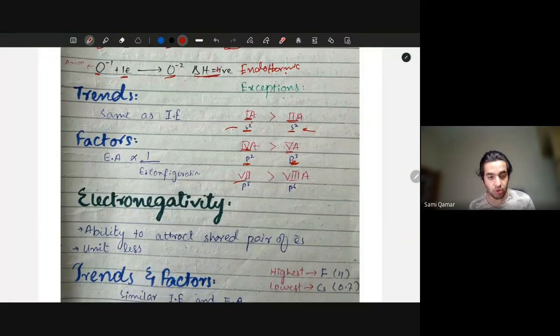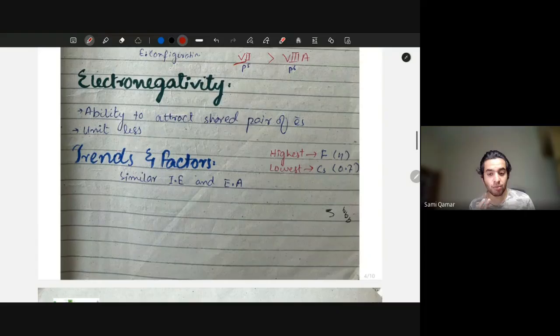Now let's move on to electronegativity, because electronegativity is the second most asked trend in your IMAT exam. What does that say? Ability to attract a shared pair of electrons. Okay, what happens when we share electrons? We share electrons when covalent bonding is present.